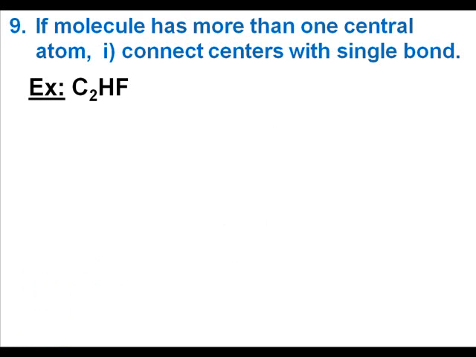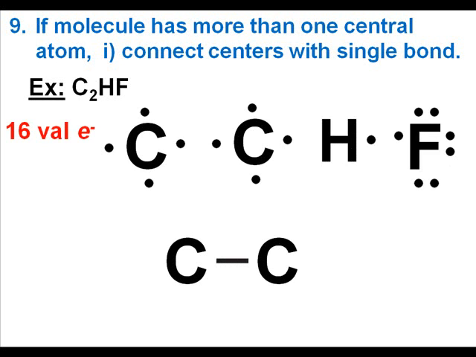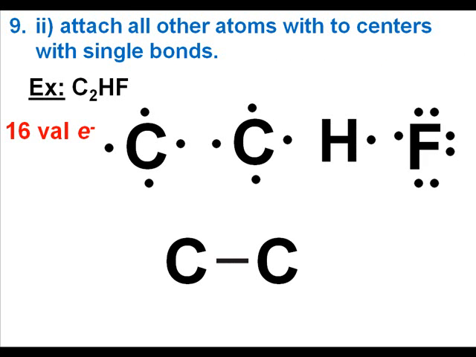What if there's more than one central atom? For example, carbon. There's 2 of them. So what you do is you take the 2 carbons and you link them together. We start by knowing that we have 16 valence electrons, and we link the 2 carbons together first. We then attach the other atoms to the 2 carbons. Could I reverse that? Could I have put fluorine on the left and hydrogen on the right? Absolutely. That order does not matter.